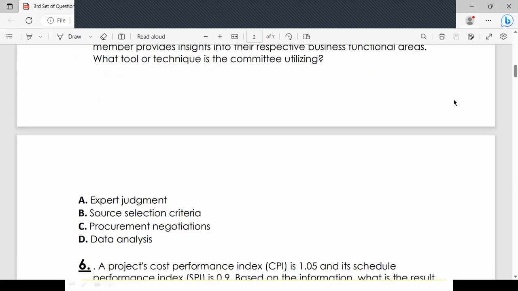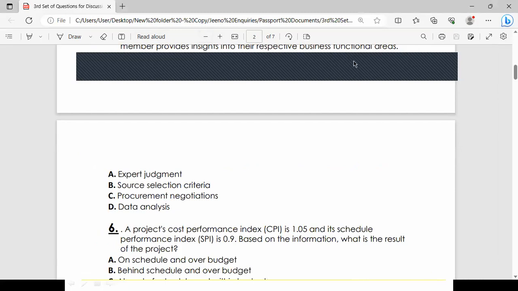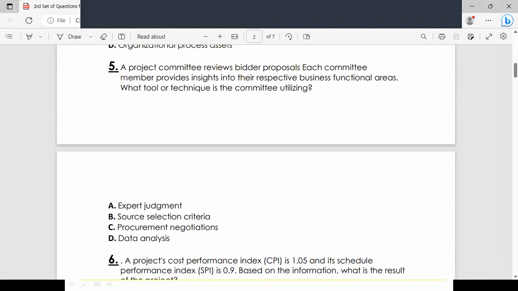So the fifth one. What is the fifth one? A project committee reviews the bidder proposal. Each committee member provides insights into their respective business functional areas. What tool or technique is the committee utilizing? Are they using procurement negotiation, or expert judgment, or data assessments, or source selection criteria?